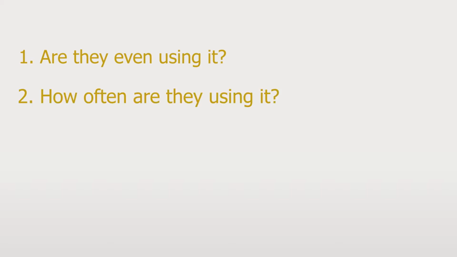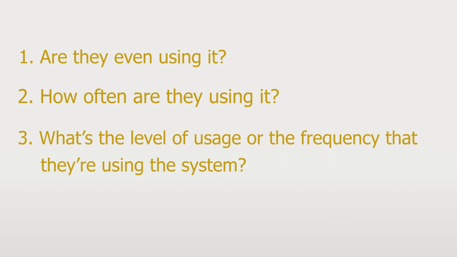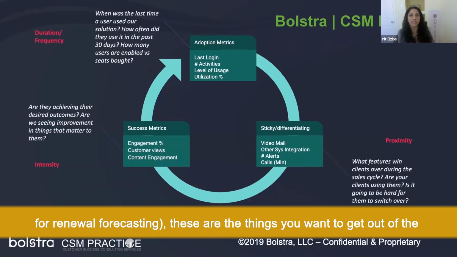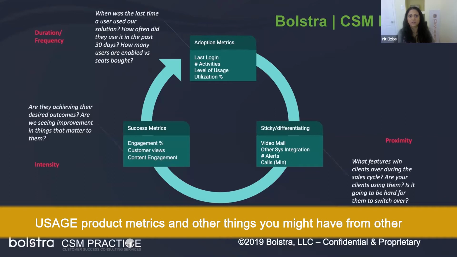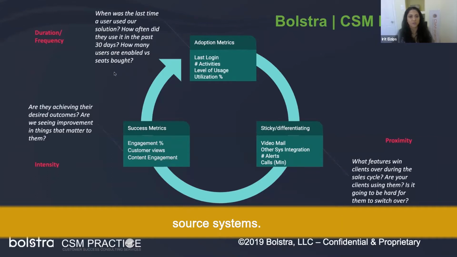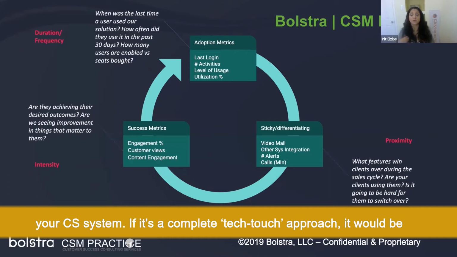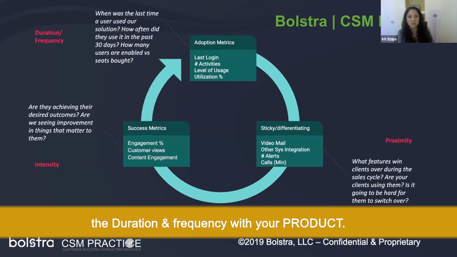The adoption metrics would just give you a sense of, are they even using it? How often are they using it? What's the level of usage? So the frequency that they're using the system. If you were to automate Ben's approach, these are the kind of things you want to get out of the usage product metrics and other things that you might have with other source systems. So duration and frequency, not with your CSM. If it's a complete tech touch, it would be the duration and frequency with your product.